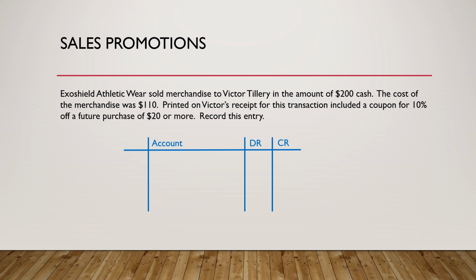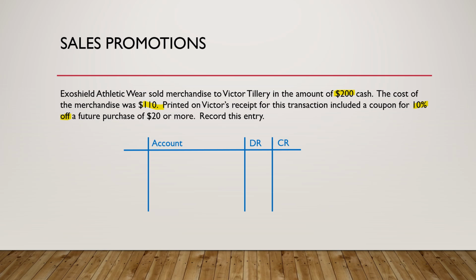Let's finish things up with a few more examples regarding sales promotions. ExoShield Athletic Wear sold merchandise to Victor Tillery in the amount of $200 cash. The cost of the merchandise was $110. Printed on Victor's receipts for this transaction included a coupon for 10% off a future purchase of $20 or more. Record this entry.